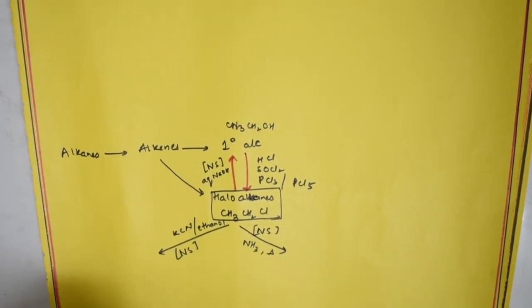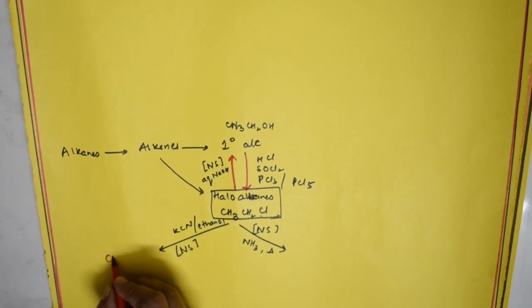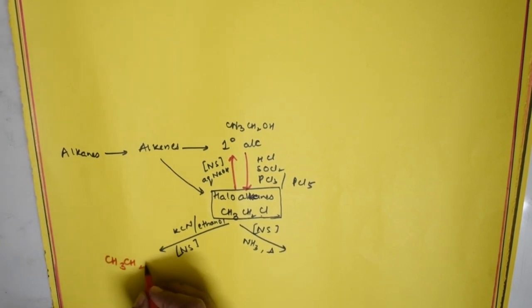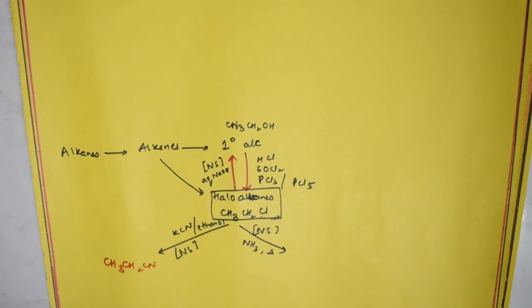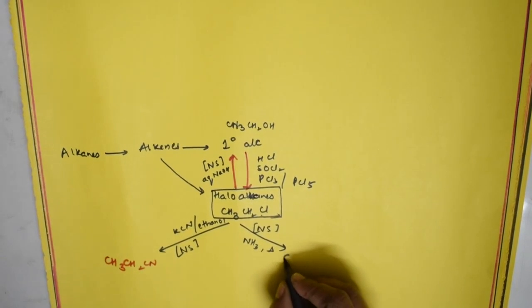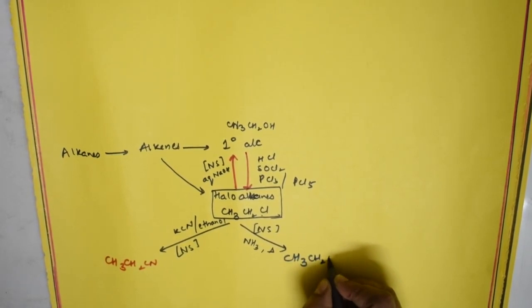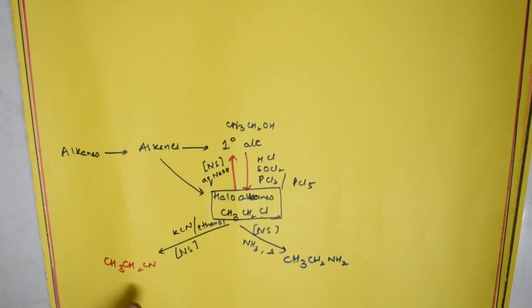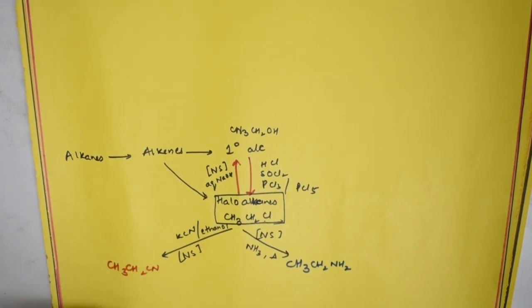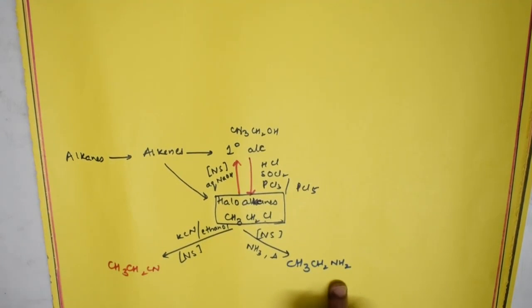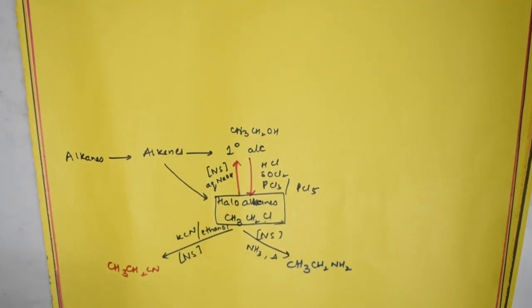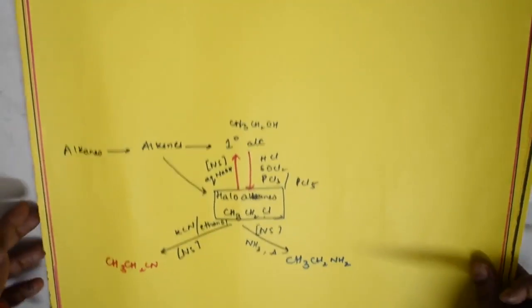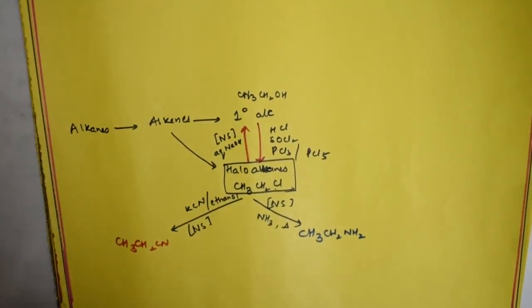Now see the products. If it is KCN here, the halide group is replaced and what do you get? You're going to get CH3CH2CN. You'll get nitrile. Now if I take the same ammonia, you're going to get amine, CH3CH2NH2. Cyanoethane or ethyl cyanide, or here it is amine, ethylamine. Both are fine? Yes.